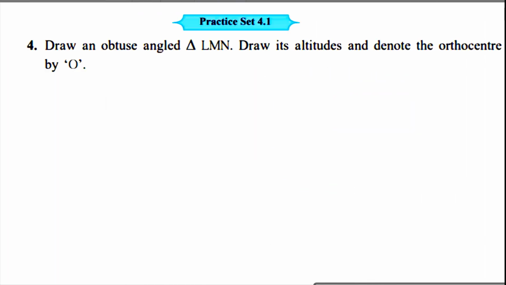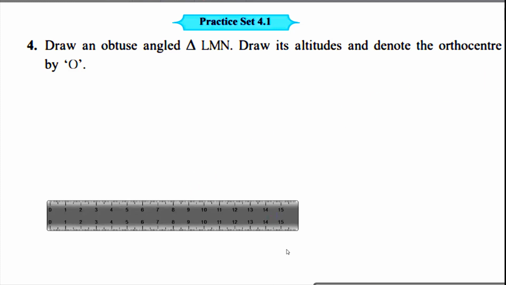Practice set 4.1, question number 4. Draw an obtuse angle triangle LMN. Draw its altitudes and denote the orthocenter by O. First we draw the obtuse angle triangle LMN. We know that obtuse angle means the measure of one angle is greater than 90 degrees. So let us suppose that in triangle LMN, the measure of angle LMN is equal to 110 degrees.